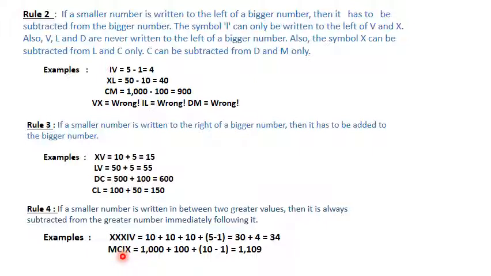Okay, let's see here. This is 1000. C, the value of C is 100, and this IX becomes 10 minus 1. Okay, so your answer is 1109. So we write down 1109.